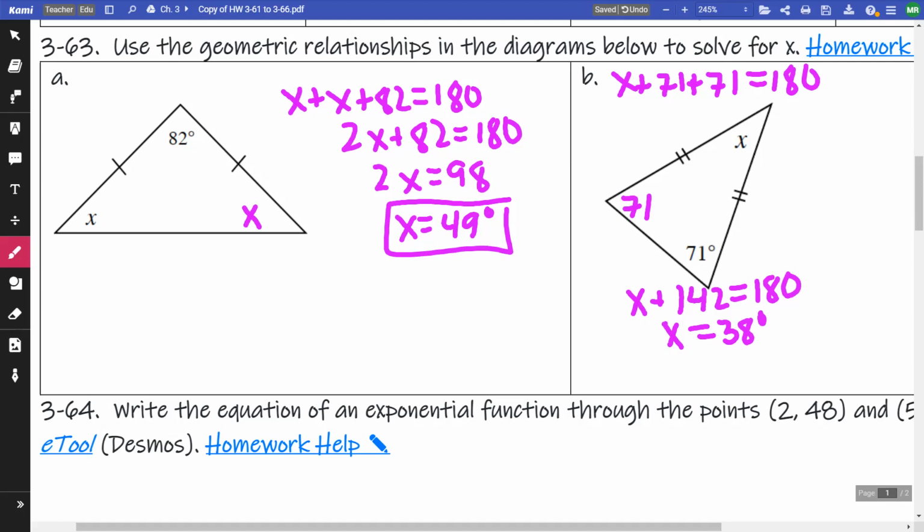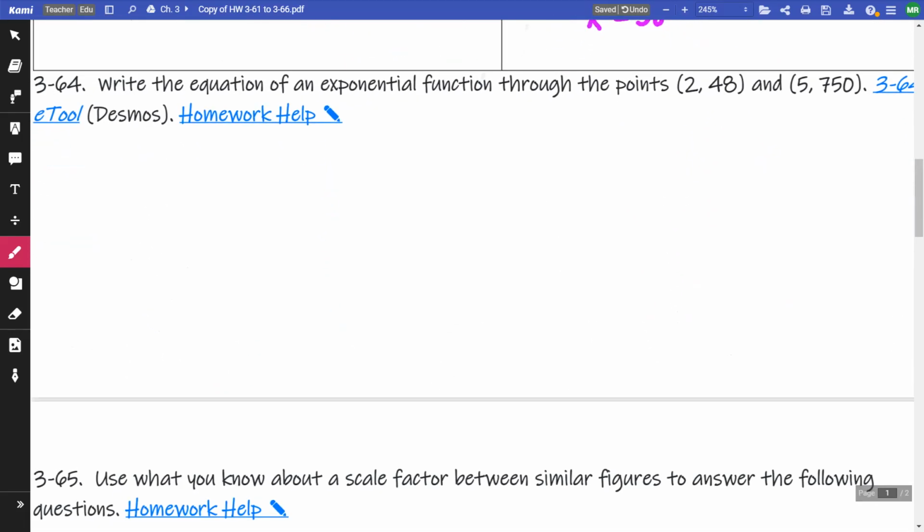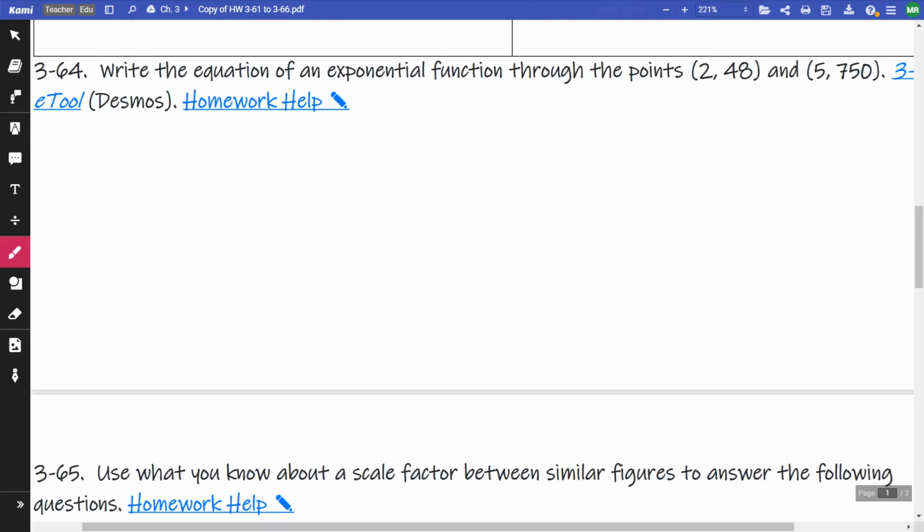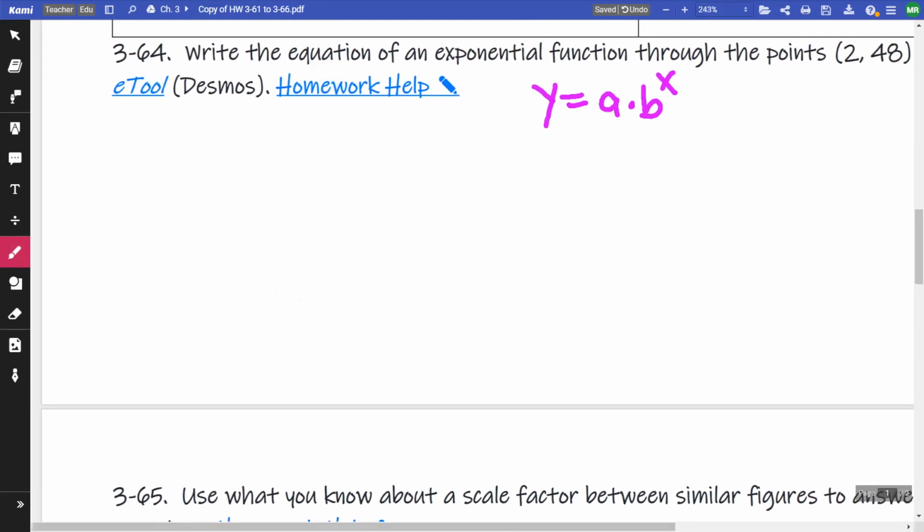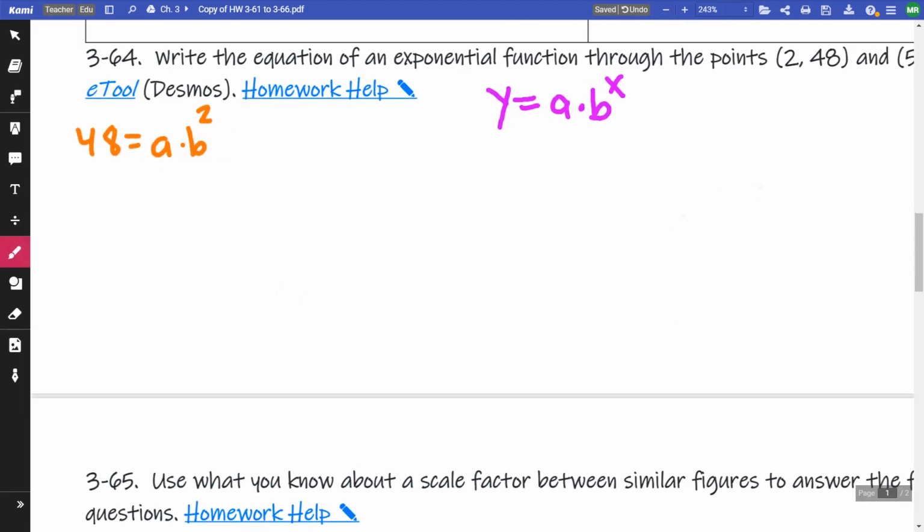So on the next set of questions, this is the one that probably people have questions on. So when you're trying to write an exponential equation, right now for us, it's going to be the form y equals a times b to the power x. This we saw in Integrated One. So I am going to put 2 comma 48 in for x and y and get one equation, and 5 comma 750 in to get a second equation. So 2 comma 48. So I'm going to have 48 is equal to a times b to the second. Okay, that was from my first point. From my second point, I'm going to have 750.